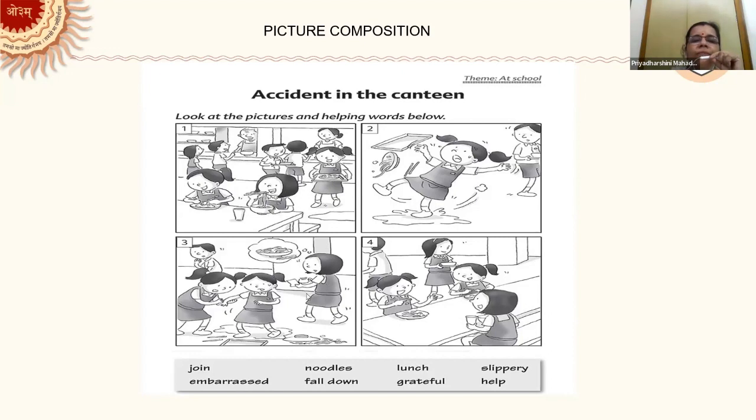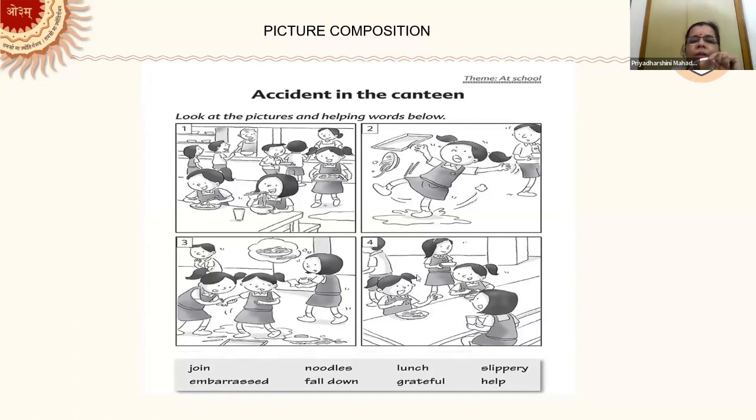Okay, third picture. What happens to the girl? She feels embarrassed. One girl is embarrassed. And then, is somebody helping her? Yes, her friend is helping her, we can say. And then what happens in the fourth picture? She joined with other friends, ma'am. Finally, her friend helps and she joins with the other girls also.